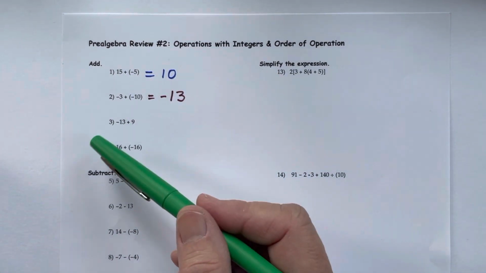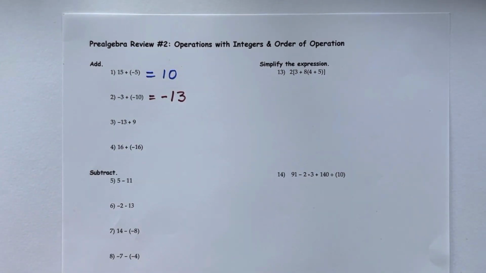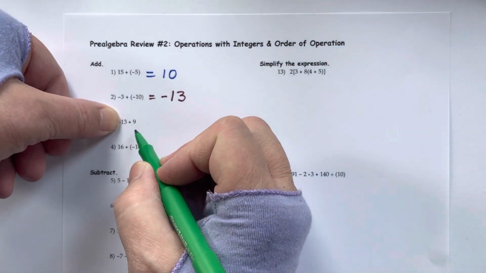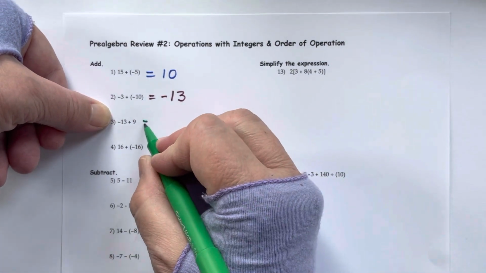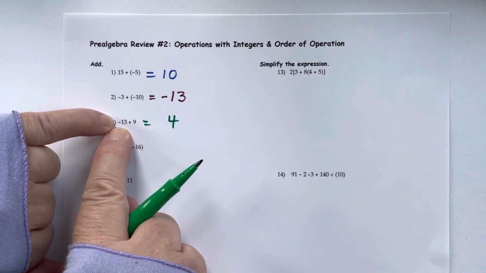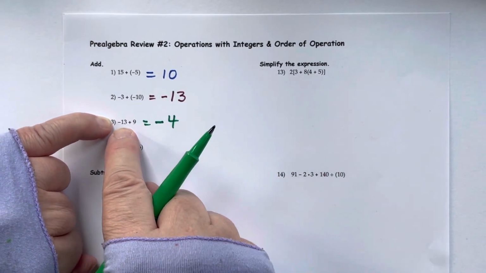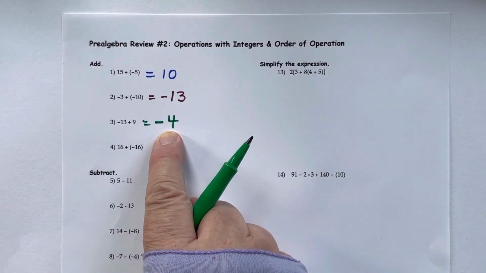Here we have a negative and a positive. And so we want to see how far apart they are. 13 minus 9 is 4. And then we make the 4 be the sign of the one that had the larger absolute value. This one looks bigger, right? So the answer needs to be negative. So it's like you dig down 13 and then you fill it up 9. That means you're still below the ground by 4, right?